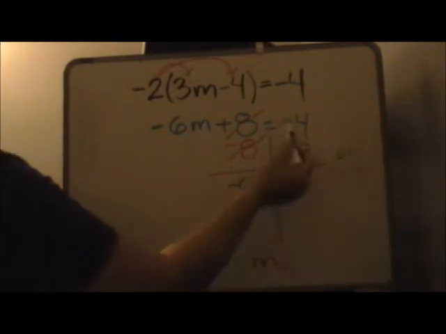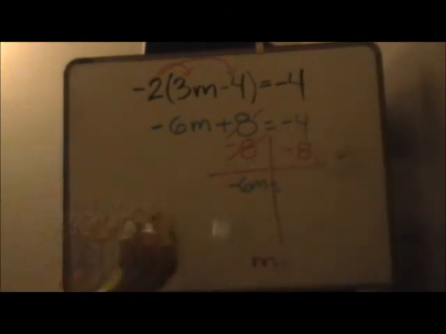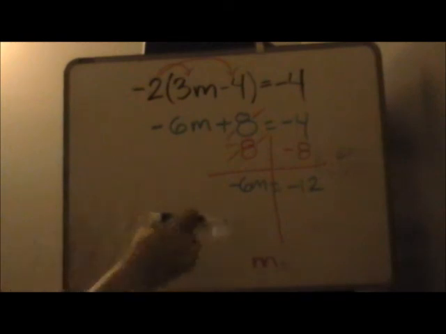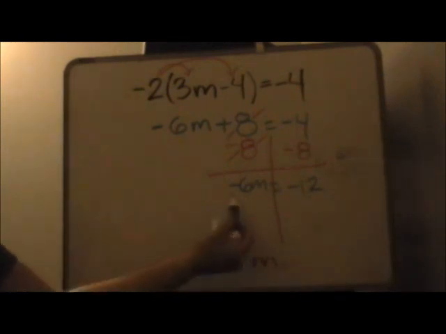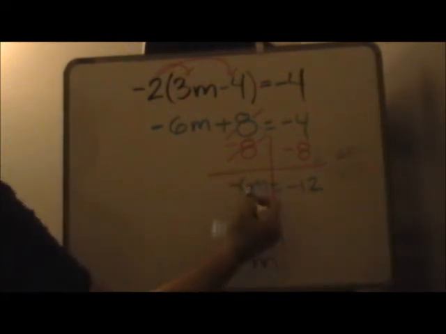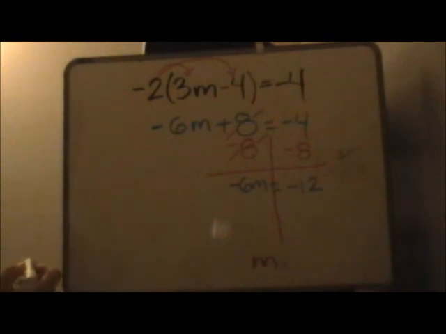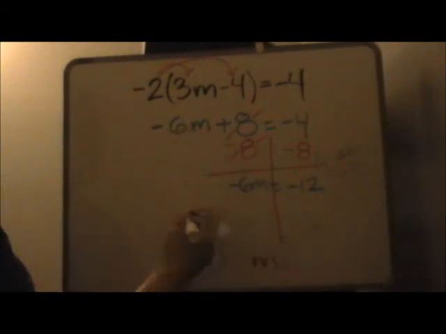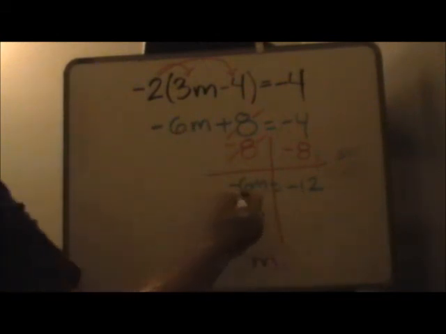So remember, I owe 4, I owe 8. My total is that I still owe 12. Once I have this, I look, and now the only number that I have to cancel is my -6. I do know that the -6 is multiplying the m, because number next to letter means multiplication. So in this case, I need to divide by -6 because division is the inverse operation of multiplication.